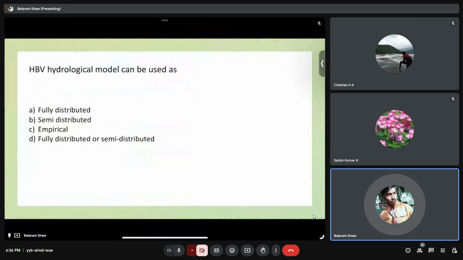Okay. So the first question is: the HBV hydrological model can be used as... anyone? We have just seen this. So we have seen that the HBV hydrological model can be used as both a fully distributed or semi-distributed model. Right? So the correct answer is D.